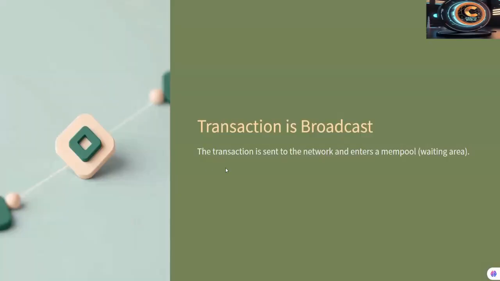for security. Transaction is broadcast. A transaction is sent to the network and enters a mempool, a waiting area.